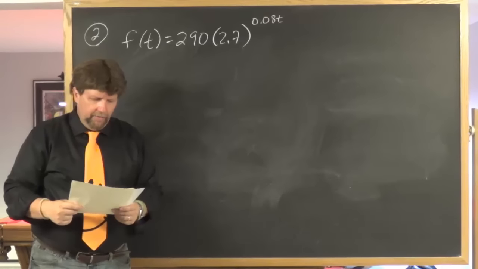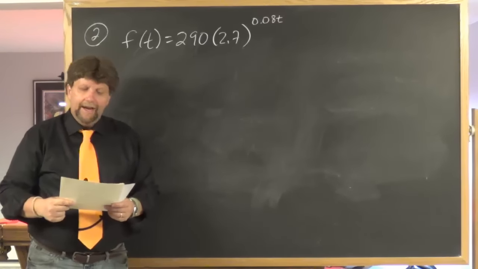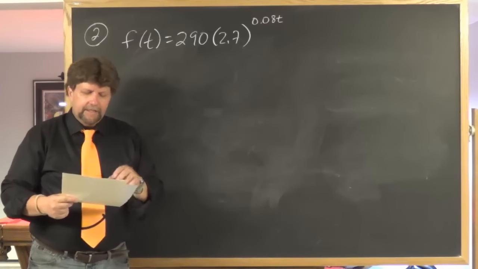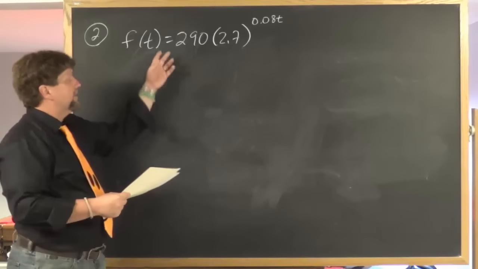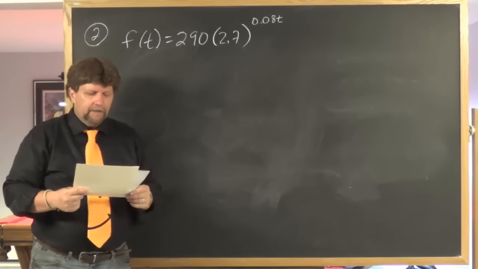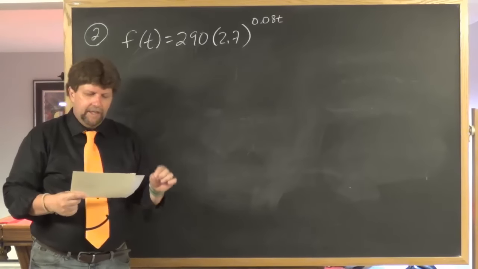Okay, here in number 2, I told you that the rabbit population in a certain forested area is growing at about 8% monthly. In September, there were 290 rabbits, and the population can be modeled by this function. T is the number of months. Determine how many rabbits we should expect by next September.